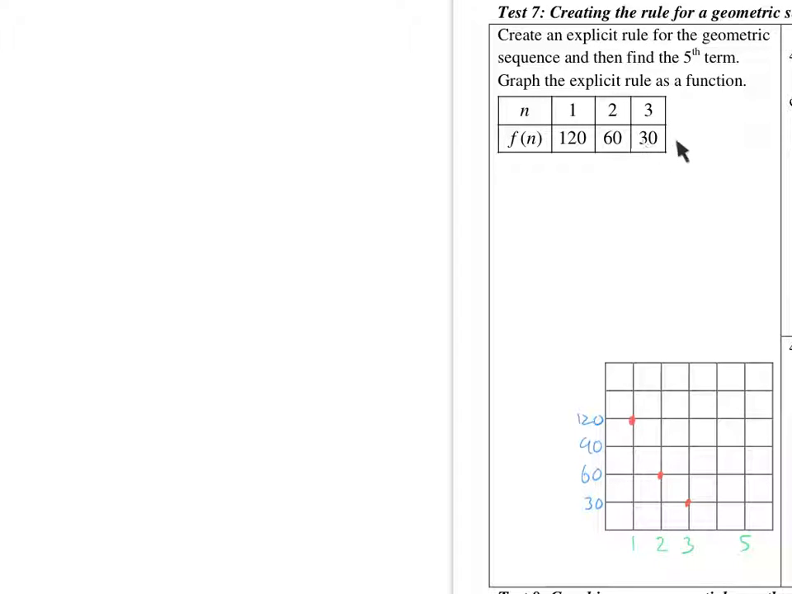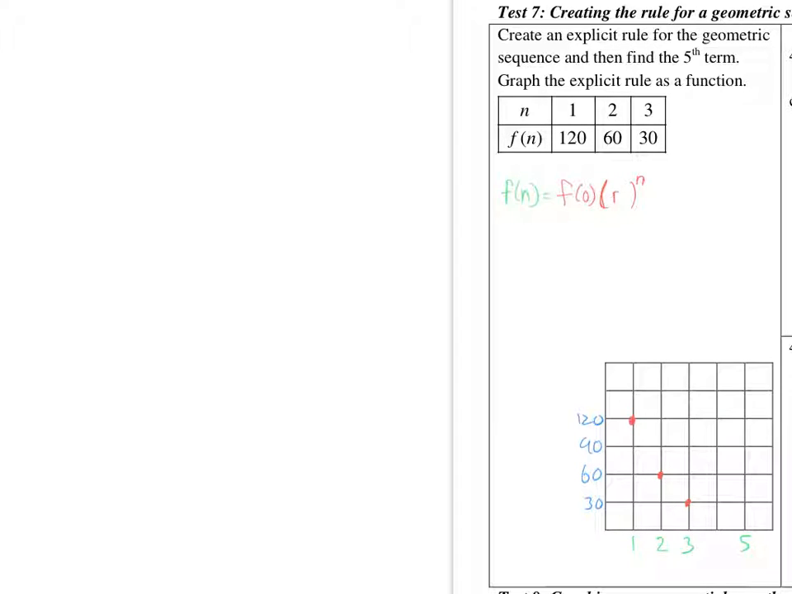Now, could you find the fifth term just by keeping the pattern going? Yeah, you could just look at the pattern, keep it going, and get to the fifth term. But what we're going to do is find the rule and use the rule to find it. So to get the rule, here's the major function we're going to be calling. Fn is the rule, meaning we have the nth term. The rule is going to be F0 times r to the nth power.